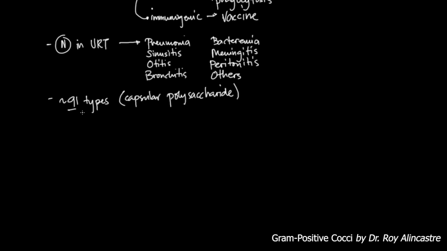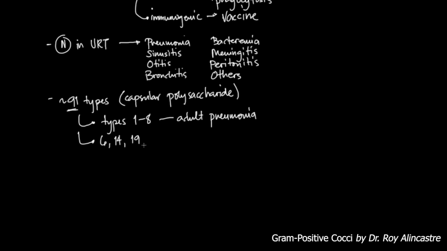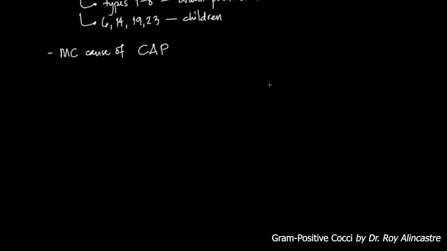In adults, types 1 through 8 are responsible for causing the majority of pneumococcal pneumonia cases, no? And more than half of all deaths. In children, the most common are type 6, 14, 19, and 23. So it is the most common cause of community-acquired pneumonia or CAP. Now, we mentioned earlier that the bacteria are actually normal residents of the upper respiratory tract, di ba?